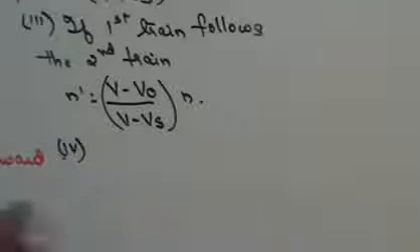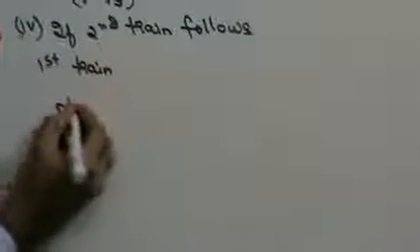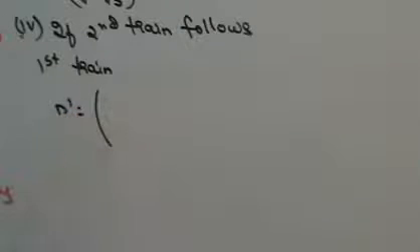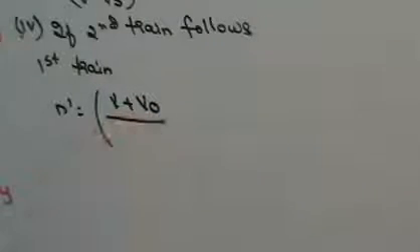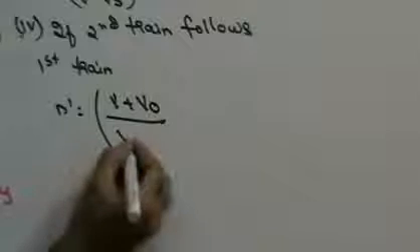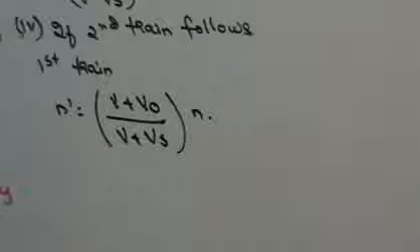If the second train follows the first train, the apparent frequency: the observer is moving towards the source, so this will be V plus V0. The second train follows the first train, that means the source is moving away from the observer. Since the source is moving away, this will be V plus Vs into N. So those will be the apparent frequency in the four cases.